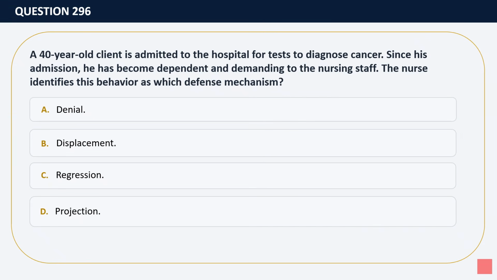Question 296. A 40-year-old client is admitted to the hospital for tests to diagnose cancer. Since his admission, he has become dependent and demanding to the nursing staff. The nurse identifies this behavior as which defense mechanism? A. Denial. B. Displacement. C. Regression. D. Projection.